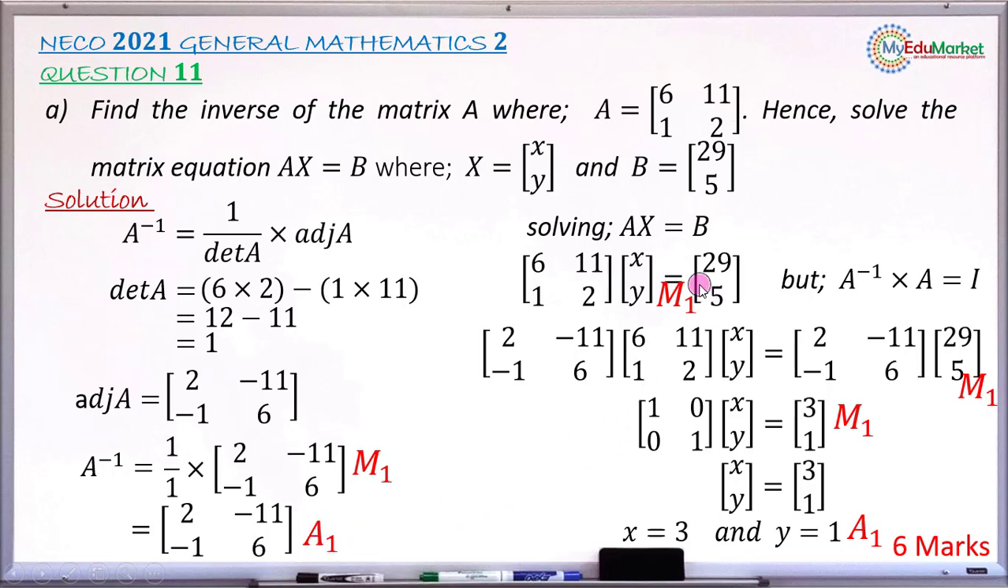Next mark is method 1 mark for substituting the matrices exactly in this equation AX equals to B. You have this method 1 mark. When you now multiply both sides of the equation by A inverse, you have this method 1 mark. And when you now perform the multiplication both by the left and the right hand side, you have this method 1 mark. And when you now have x as 3 and y as 1 exactly, you have the accuracy 1 mark. So if everything is done correct in this question, you have 6 good marks.